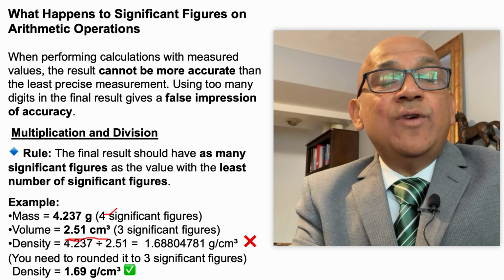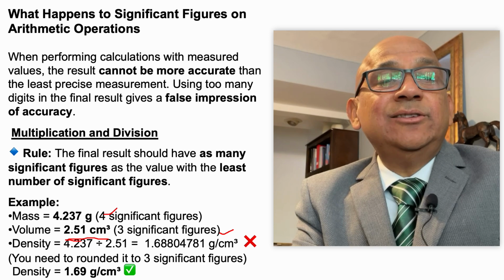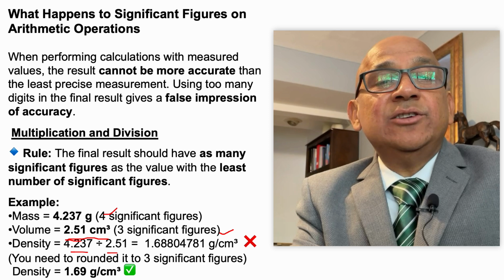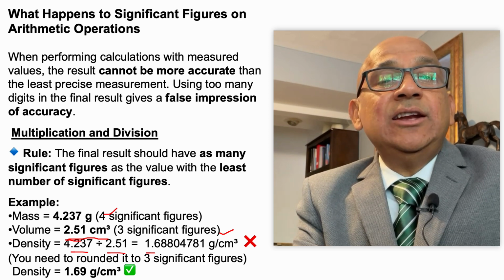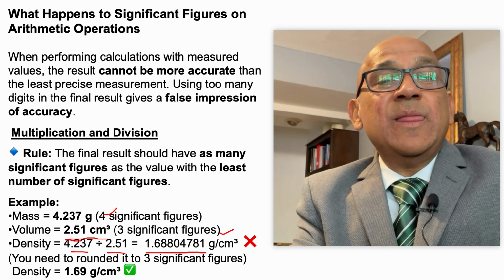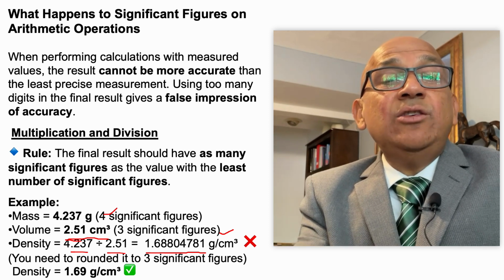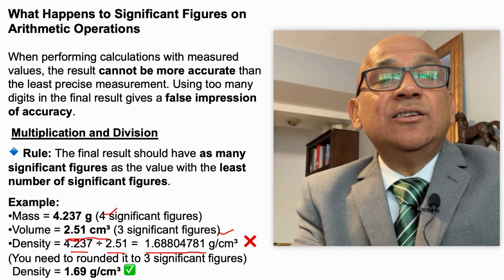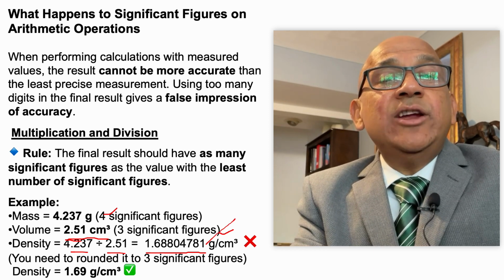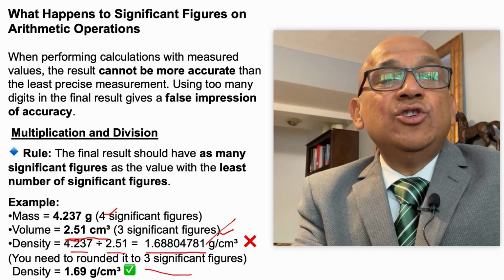Now, suppose you are asked to find the density of this object. What you will do is simply divide the mass by volume, and you will end up with a number in your calculator something like this, 1.68804781. If you write this number, then somebody will have an impression that the accuracy of your measurement is till this last digit 81, which is actually not the case.